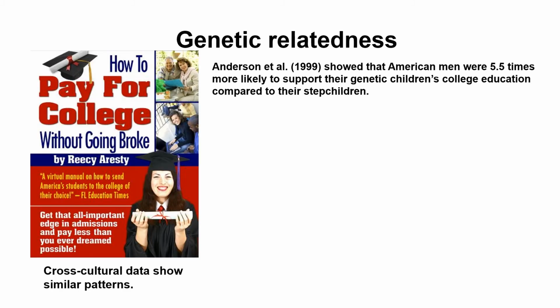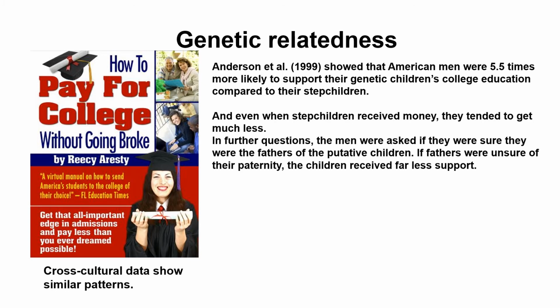So when it comes to actual genetic relatedness, Anderson showed that American men were 5.5 times more likely to support their genetic children's college education compared to stepchildren. So when they know that the child is not theirs, they're much less likely to support them. Even when stepchildren did receive money, they tended to get less. Men were asked if they were sure that they were fathers of their putative children, the children they thought were theirs, and if fathers were unsure, the children received less support.